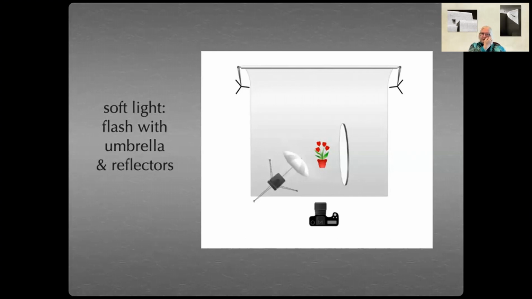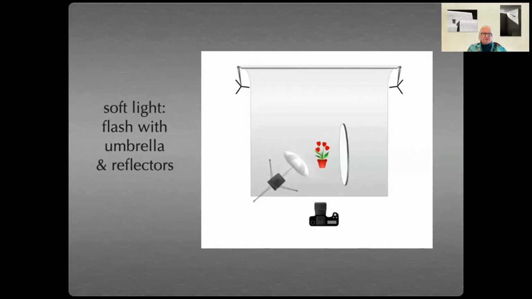Then I have my reflector on the right. And having the umbrella and the reflector both be big and close in is going to make really soft light. And if it's too soft, I can move them farther away, or I can use smaller ones.